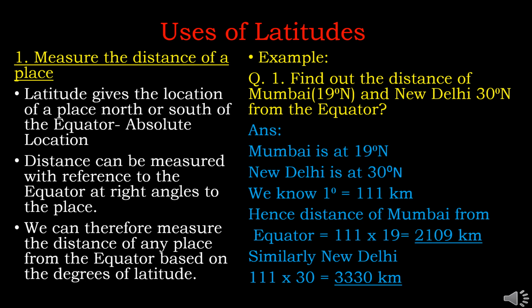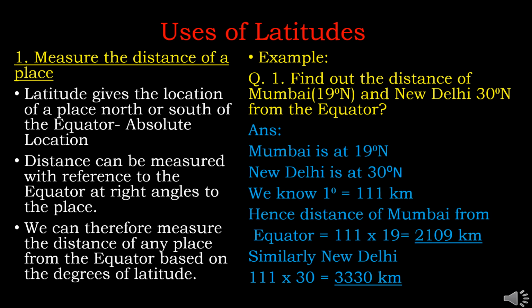Let us go through the example. The question is, find out the distance of Mumbai, which is at 19 degree north, and New Delhi, which is at 30 degree north from the equator. Answer. As the question goes, Mumbai is at 19 degree north and New Delhi is at 30 degree north. We know that 1 degree latitude is equal to 111 kilometers. It means the distance between two consecutive latitudes is 111 kilometers.